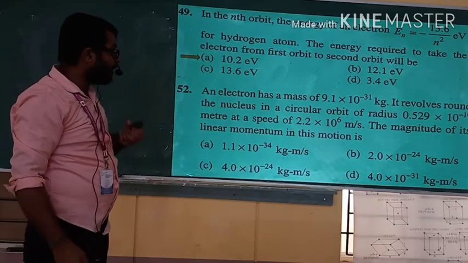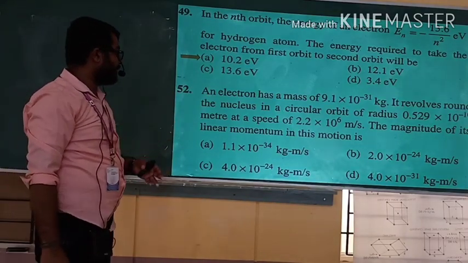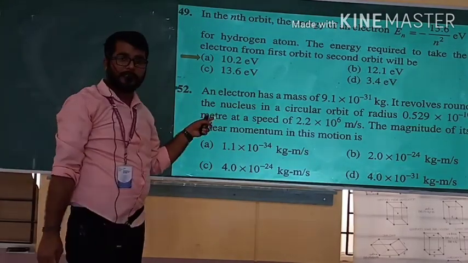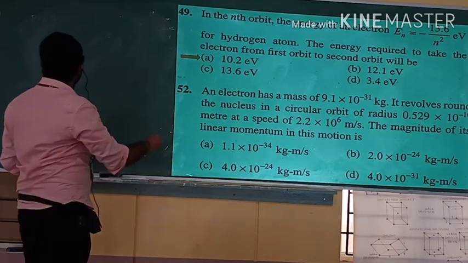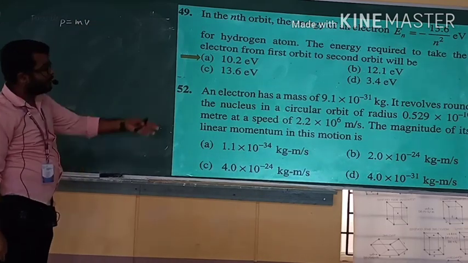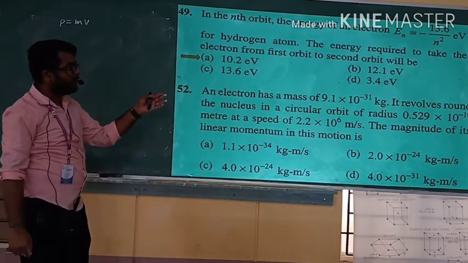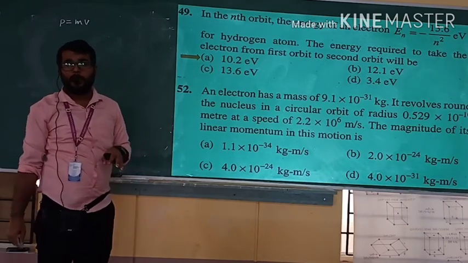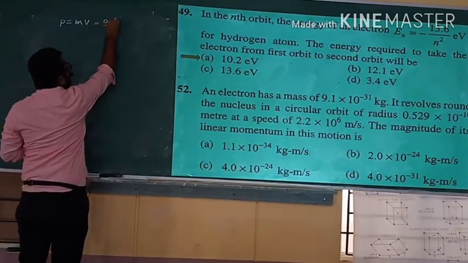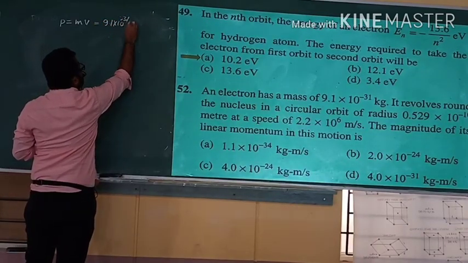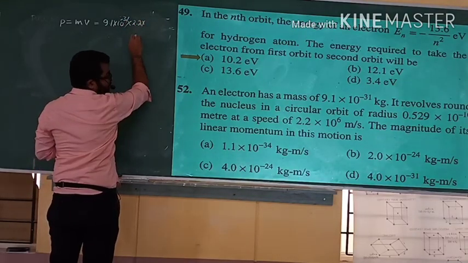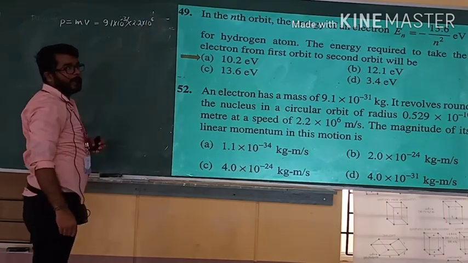The mass value, radius and speed are all given, so that we get confused. But if you need linear momentum, you know that linear momentum P is equal to the product of mass into velocity. You don't need that radius. So the mass is 9.1 into 10 to the power minus 31, and the velocity is 2.2 into 10 to the power 6 meter per second.